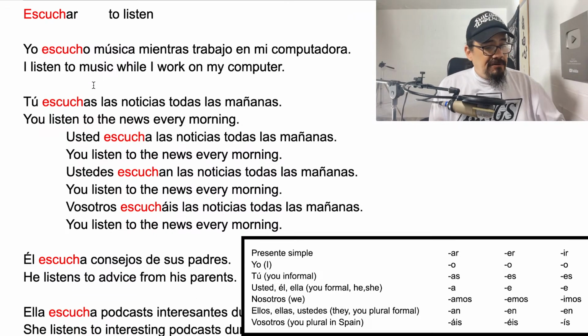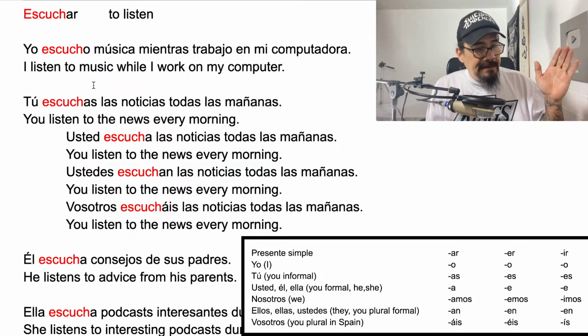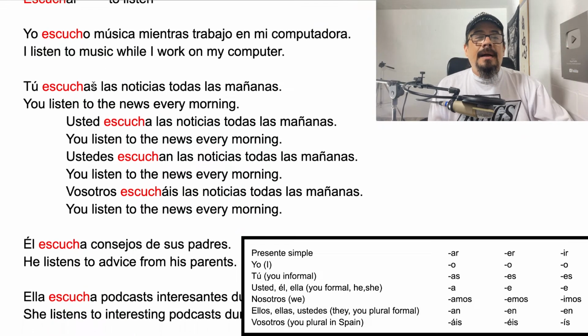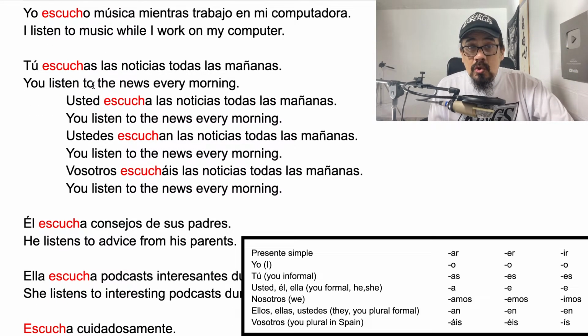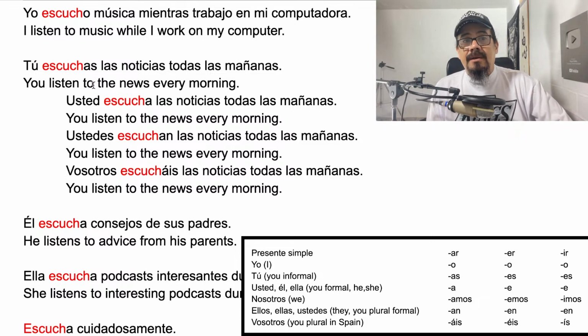Let's move to escuchar, to listen or to listen to. Escuchar. A lot of verbs ending in ar. Yo escucho música mientras trabajo en mi computadora. I listen to music while I work on my computer.